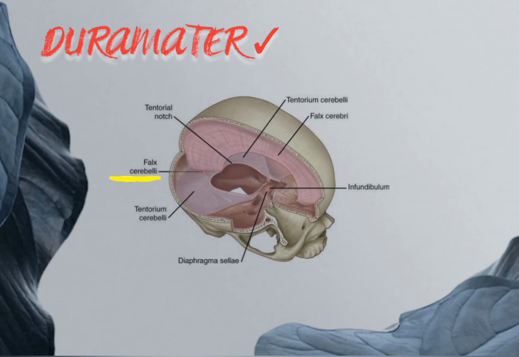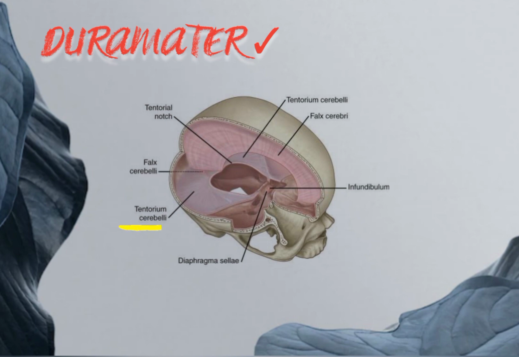Now the second one, the falx cerebelli, is a small sickle-shaped fold of the dura mater, but it is present between the two cerebellar hemispheres. So it is present in the cerebellum, between the right and the left cerebellar hemispheres.